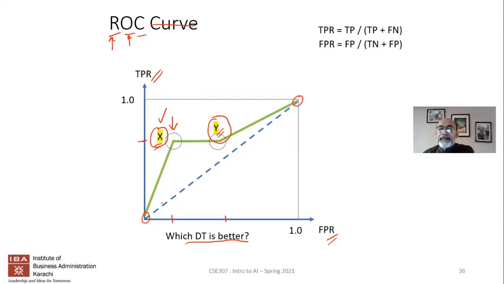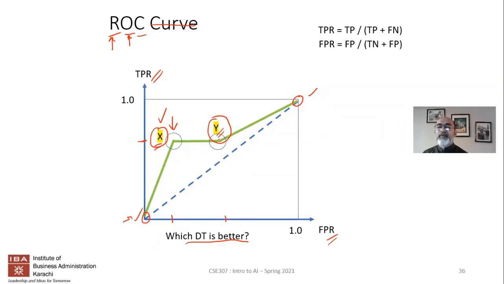So clearly, these two extremes are not very useful. Why? Because over here your true positive rate is 0, and here your false positive rate is 1. So you don't really want to operate in one of these two positions.